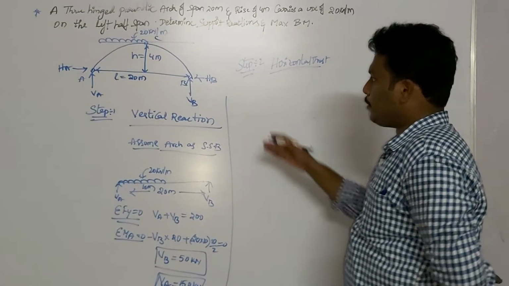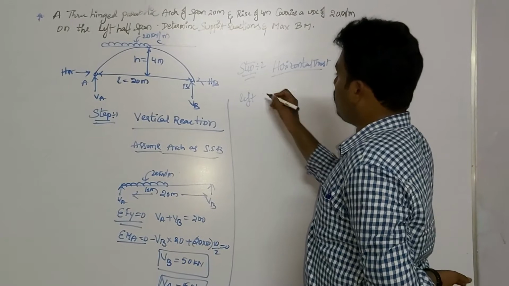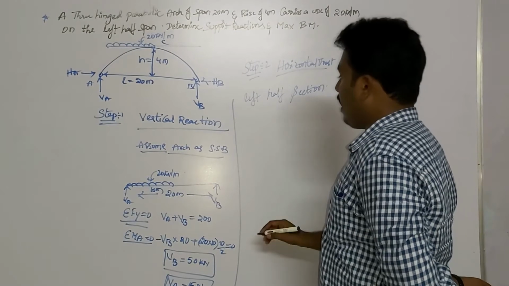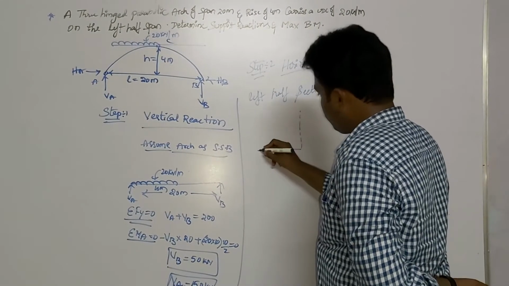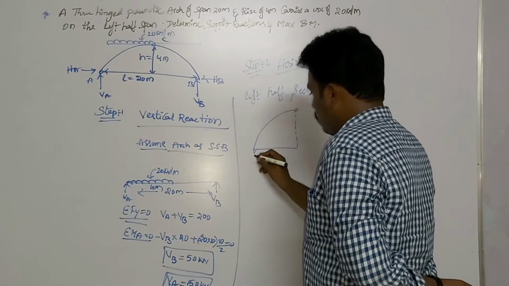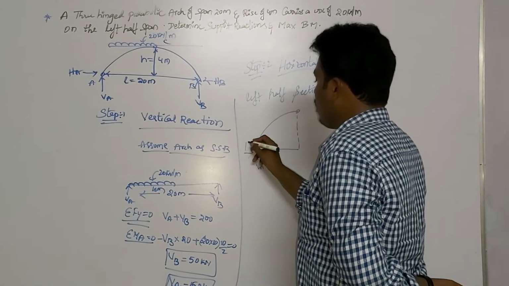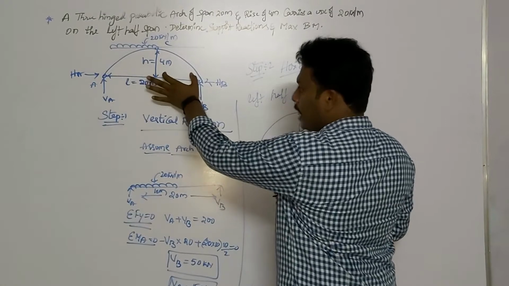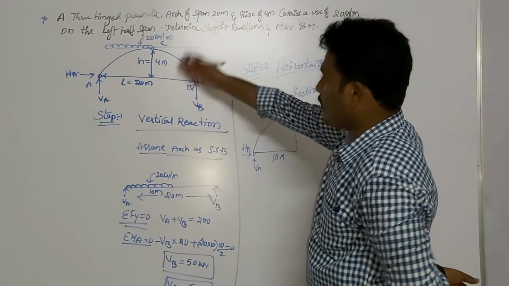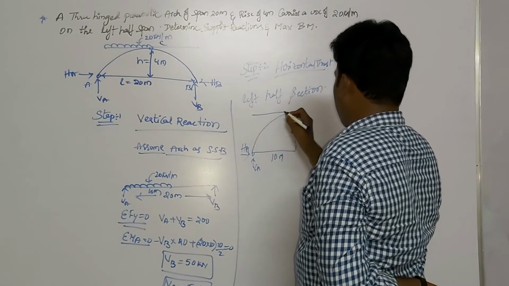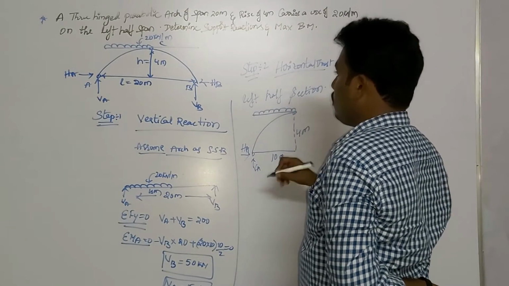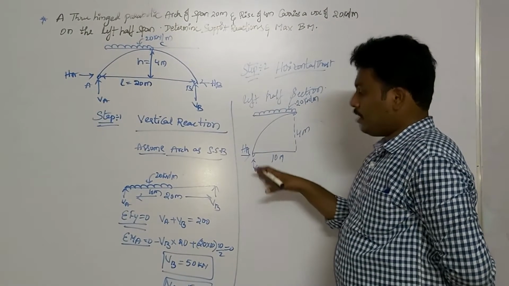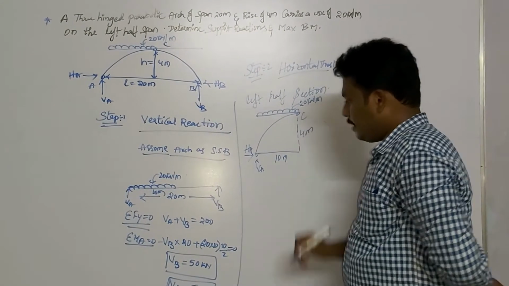So for the horizontal thrust, going for the left half section, indicating the left half section, this is VA and this is HA. Of left half span and total 20 meters, this is 10 meters and this is also 10 meters, and the height is 4 meters here, and the total load which is acting over the left half of the span is 20 kilonewton per meter. So this is VA, HA and the 20 kilonewtons per meter. So this is C.